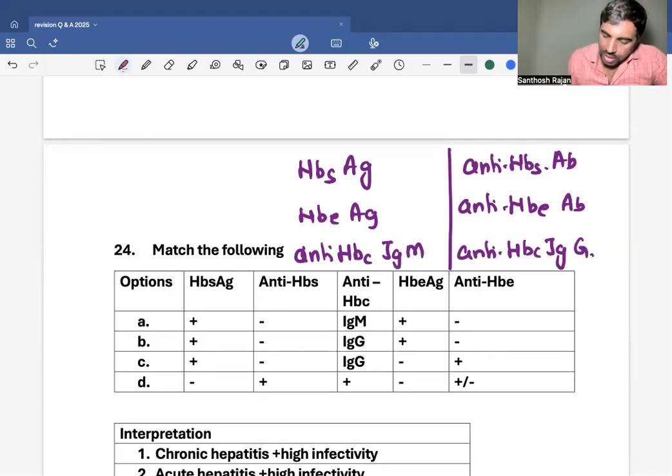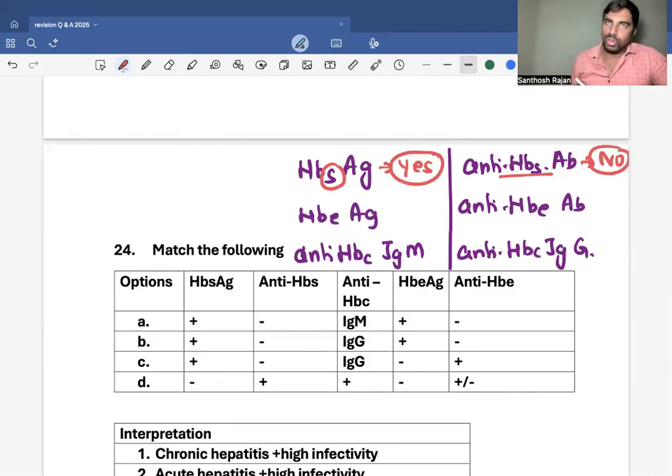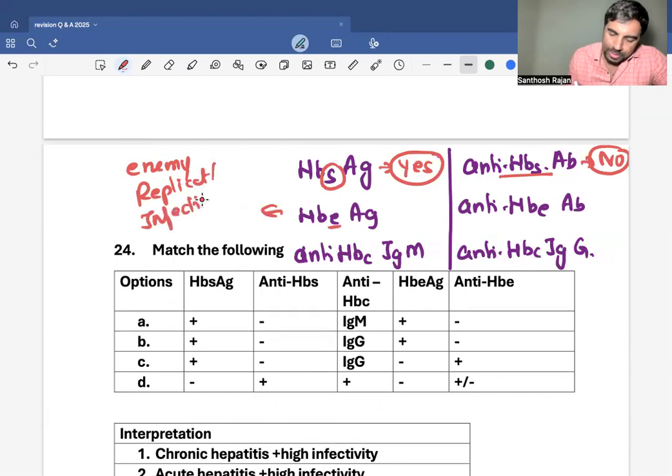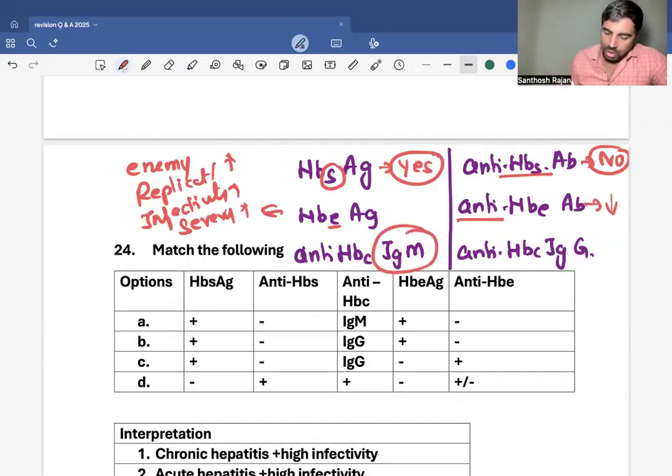So now when you talk about HBs antigen, yes or no? Infection is yes. Yes means yes. Anti-HBs means there is no infection. Infection is there or not. That's it. That's what we say. Or maybe vaccinated, whatever. Whenever E comes, I told you everything is dangerous. E for enemy. When you talk about enemy, I always say replication, infectivity, severity. Everything is high, high, high. If antibody is already formed, everything is low, low, low. All these things are low. Shortly, IgM is there, always acute. IgG is there, always chronic.